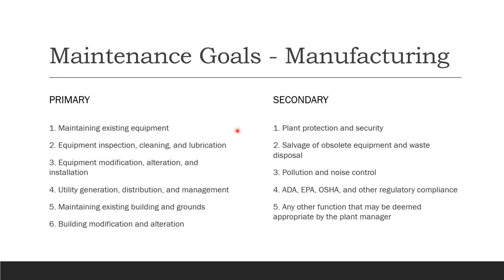And the air. So therefore, we also have to think about the load on our limited space. The ADA, EPA, OSHA, you're familiar with these terms. They will train you for just about two days on all the compliances, through a video to watch or something to read. So any other function that may be deemed appropriate by the plant manager. These are all the secondary maintenance goals, why we do maintenance: to satisfy the primary and the secondary goals.